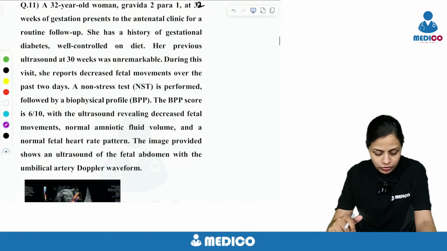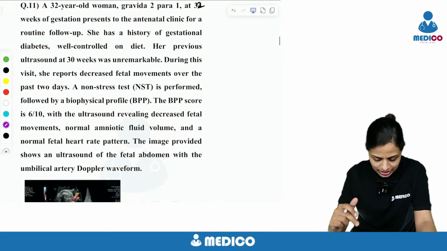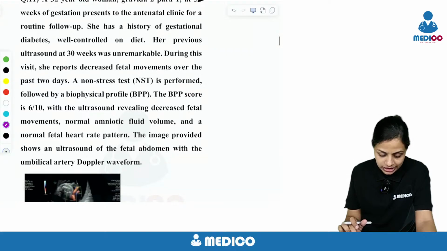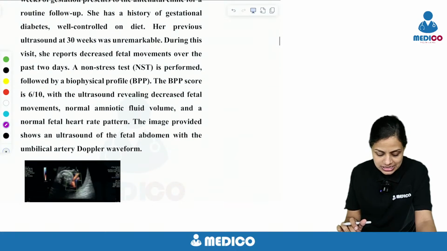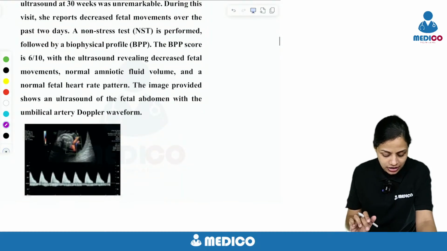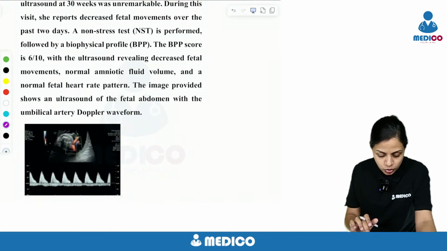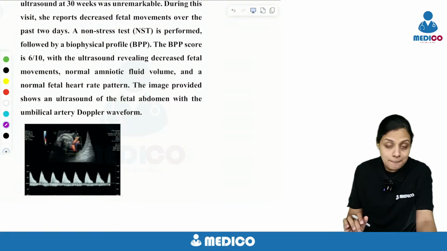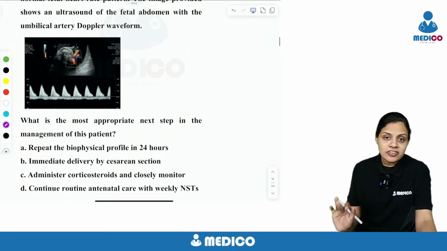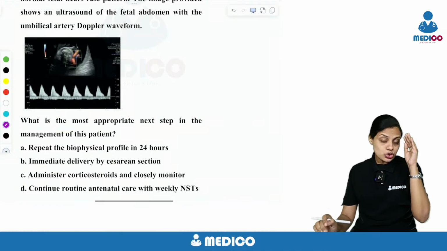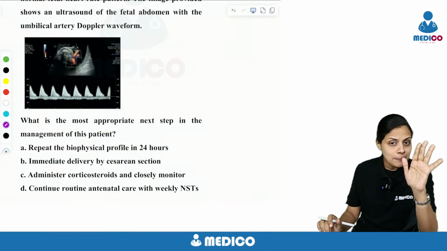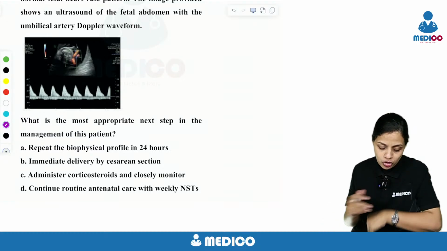NST is performed, followed by a biophysical profile. The BPP score is 6/10, with the ultrasound revealing decreased fetal movements, normal amniotic fluid volume and a normal fetal heart rate pattern. The image provided shows an ultrasound of the fetal abdomen with the umbilical artery Doppler waveform. So this they have given. The only Doppler that you need to identify is the umbilical artery Doppler waveform. Others you won't be able to.